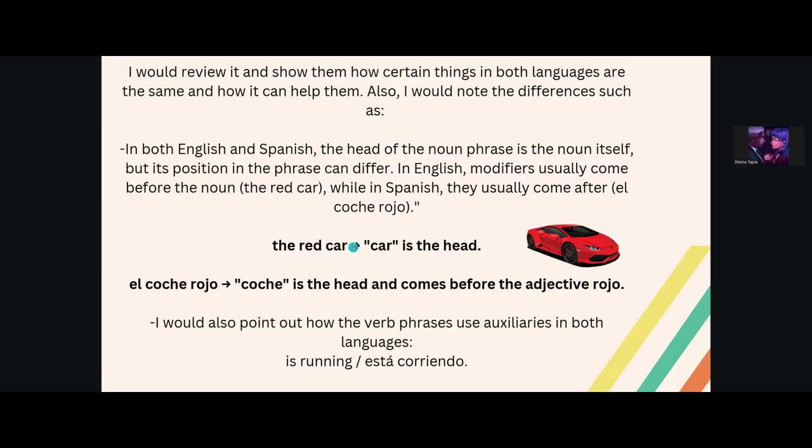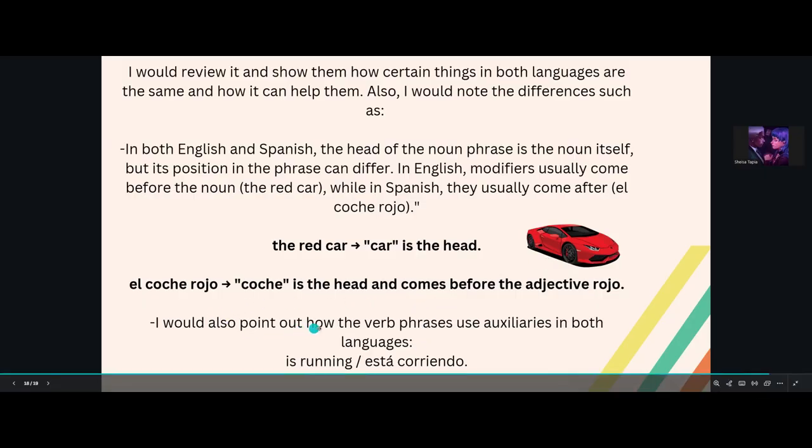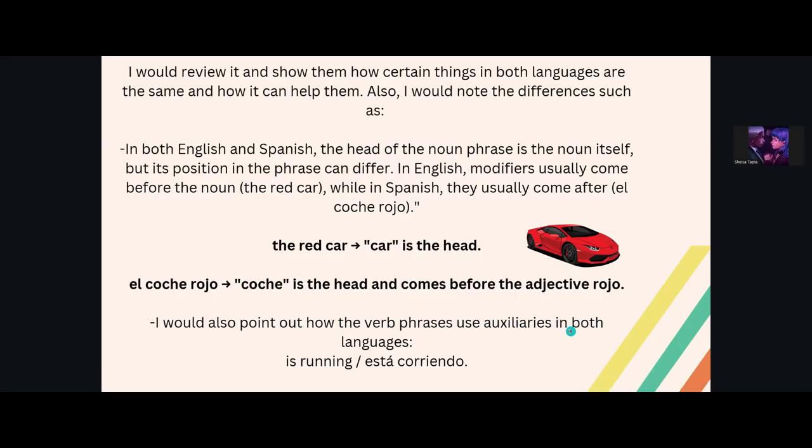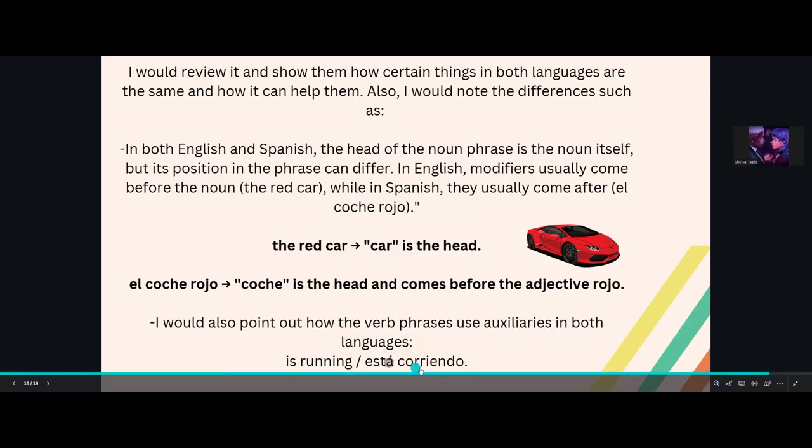And then usually to show this difference, I would have a picture and really emphasize that we're talking about the same thing. It just looks a little bit different, the order. I would also point out how the verb phrases use auxiliaries in both languages, like "is running," "está corriendo."